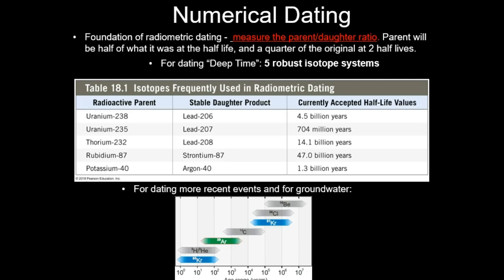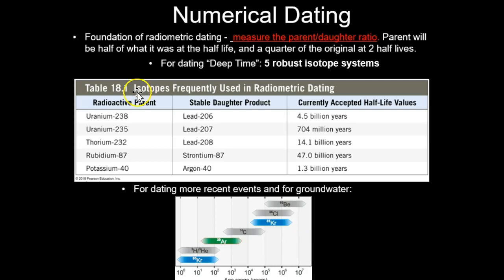So, if the half-life for a given radioactive isotope's decay is known, and you know the number of atoms of parent and of daughter material, then an age can be found for that mineral's crystallization time. The table that you see on the slide up here shows the half-life values of 5 different radioactive isotopes that we commonly use in geology.